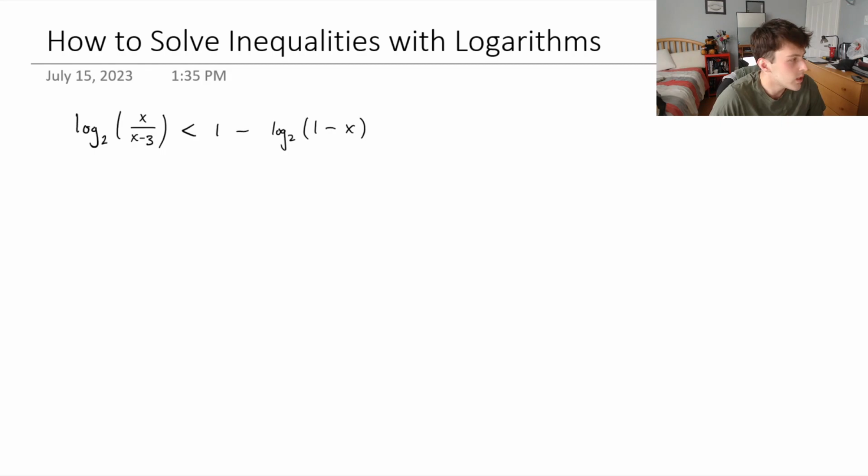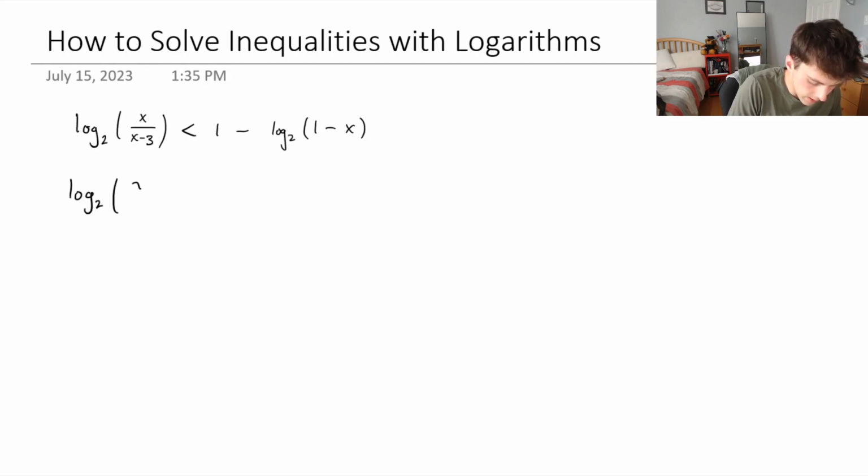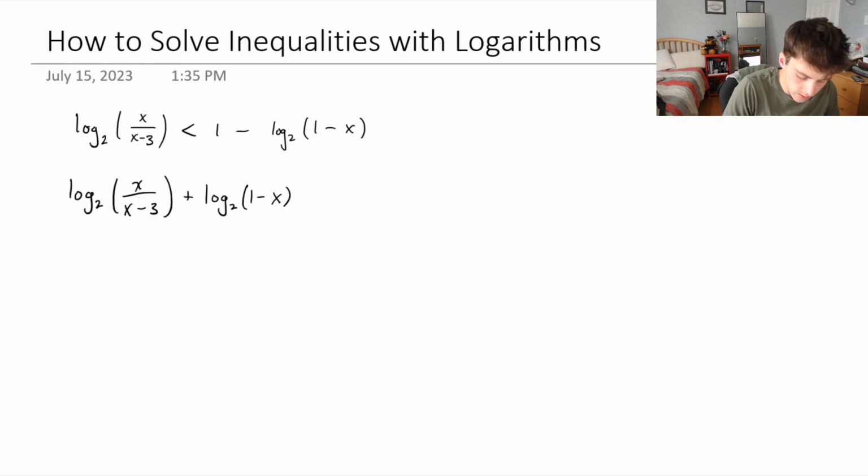So we can see that since we've got two different logarithms here, the best place that we would start would be to try to combine these logarithms into one expression using the properties that we know of logarithms. So let's move things over. So we've got log base 2 of x over x minus 3, and then we're adding log base 2 of 1 minus x, and this is going to be greater than 1.